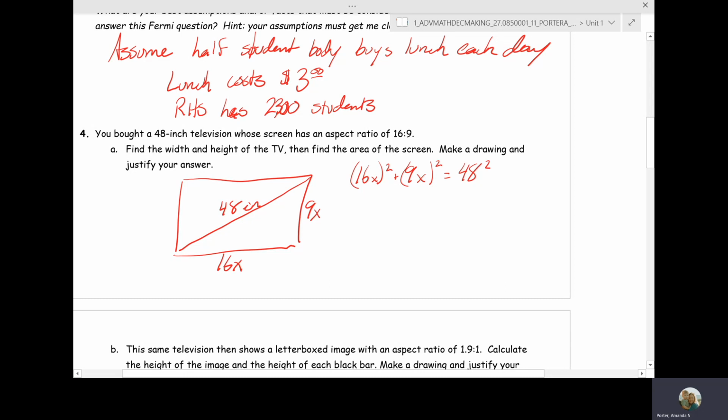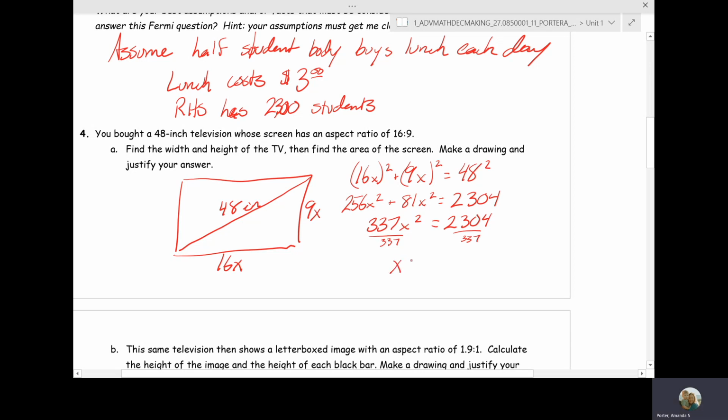So we set it up. We need to square that 16. We need to square that 9. We need to square that 48. Continue on. Add together your x squareds. Divide by your coefficient.